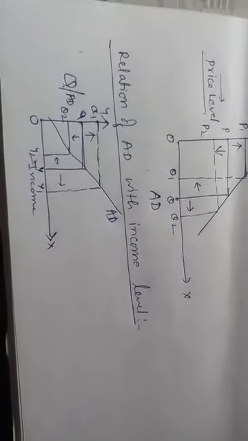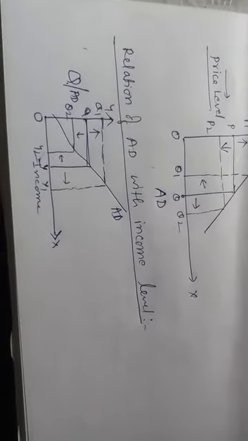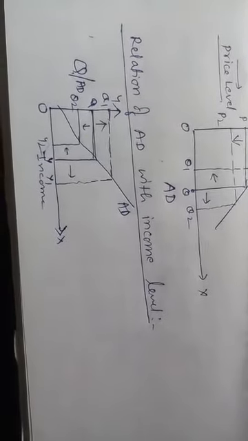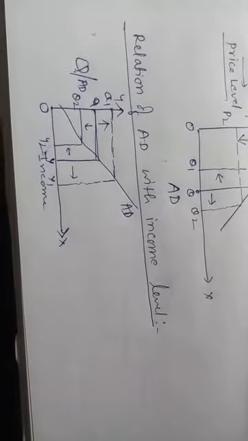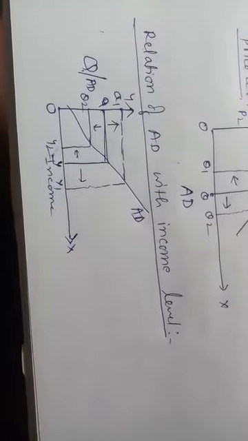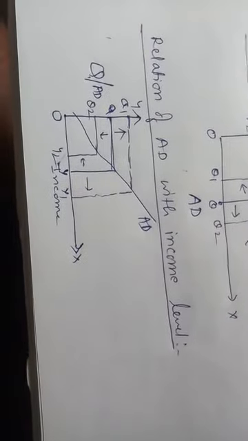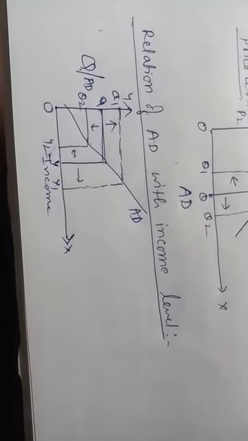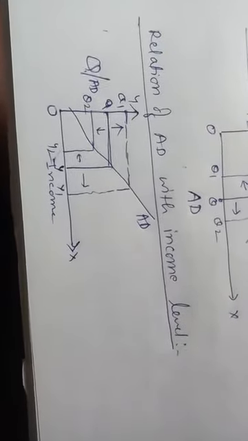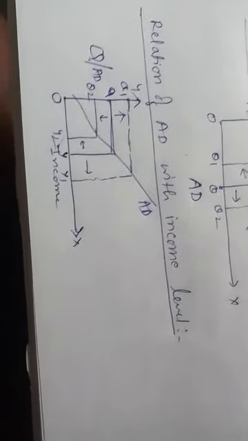Relation of aggregate demand with income level. We can say that there is a positive relationship between income level and aggregate demand. When the income increases, then aggregate demand also increases. But when the income decreases, then aggregate demand also decreases. So there is a positive relationship.